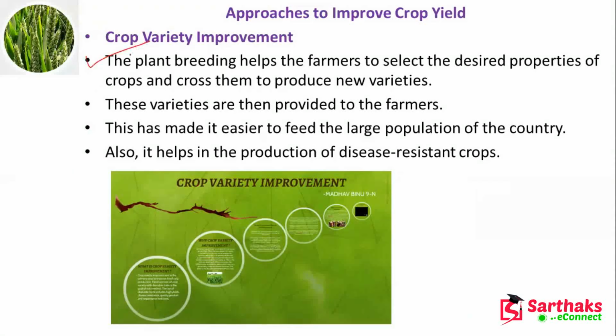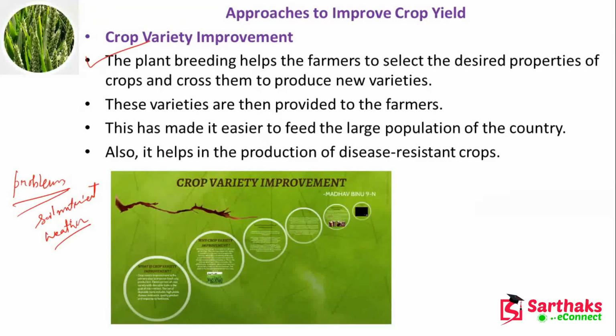Plant breeding, as we have discussed, helps the farmers to select the desired properties of the plant. From the parent plants, we are getting the new varieties, and these new varieties will fulfill the requirements of the farmers. Because before finding out why we are going for crop yield, first you have to ask the farmers what problems they are facing. They are facing a lot of problems. Soil nutrient, this may be a problem. Weather, this may be a problem.